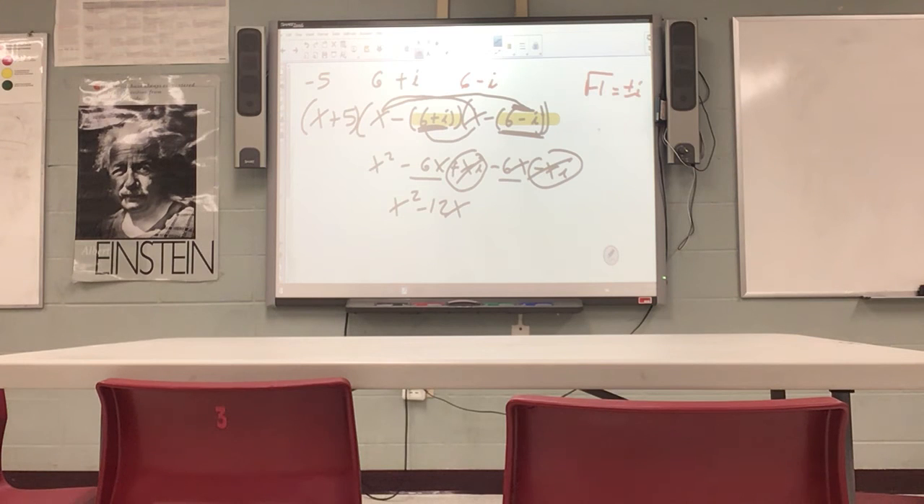So I'm going to write this in a new color over here. I'm going to have a 6 plus i times a 6 minus i. So that'll be 36 minus 6i plus 6i, and then minus i squared. Okay, so plus 6i and minus 6i cancels out. So 36 minus i squared, and i squared is negative 1.